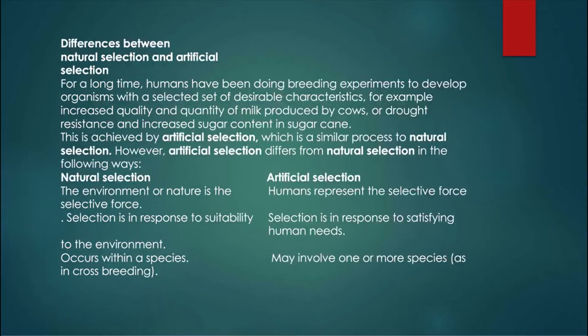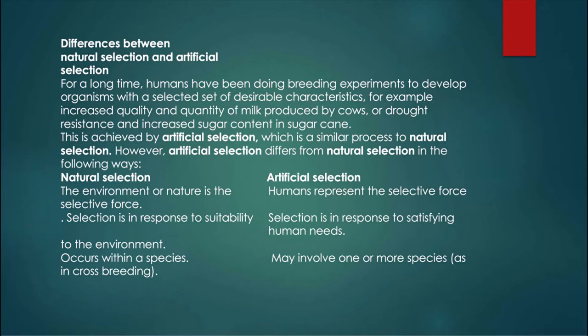Now let's look at the differences between natural selection and artificial selection. For a long time, humans have been doing breeding experiments to develop organisms with a selected set of desirable characteristics. For example, increased quality and quantity of milk produced by cows, or drought resistance and increased sugar content in sugarcane. This is achieved by artificial selection, which is a similar process to natural selection.